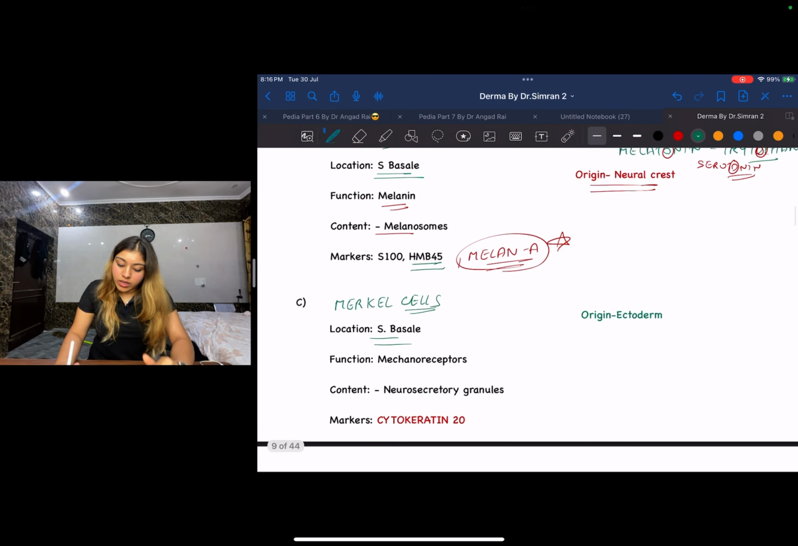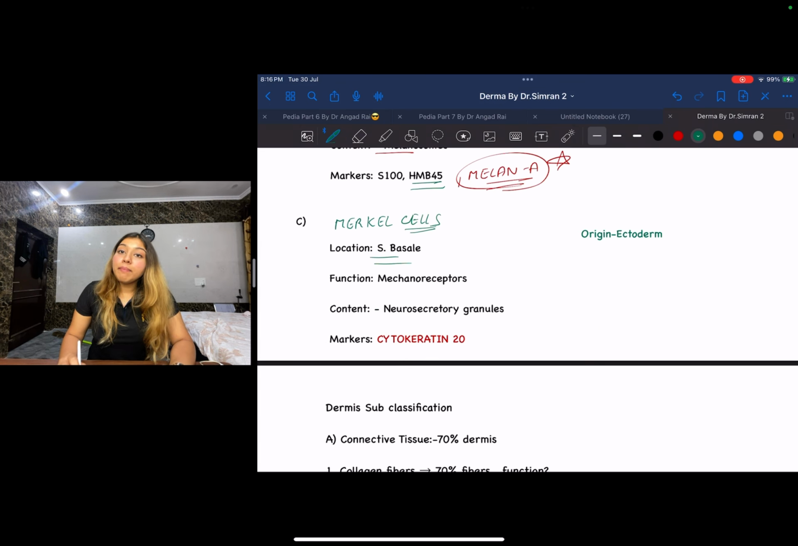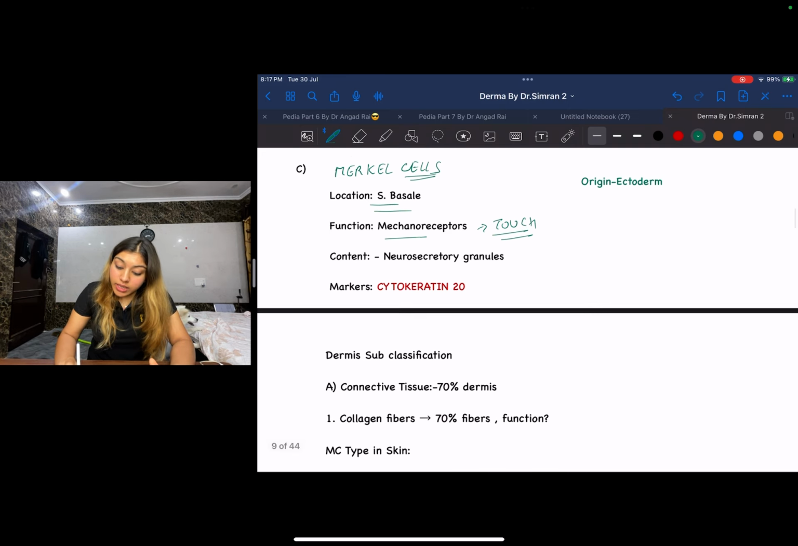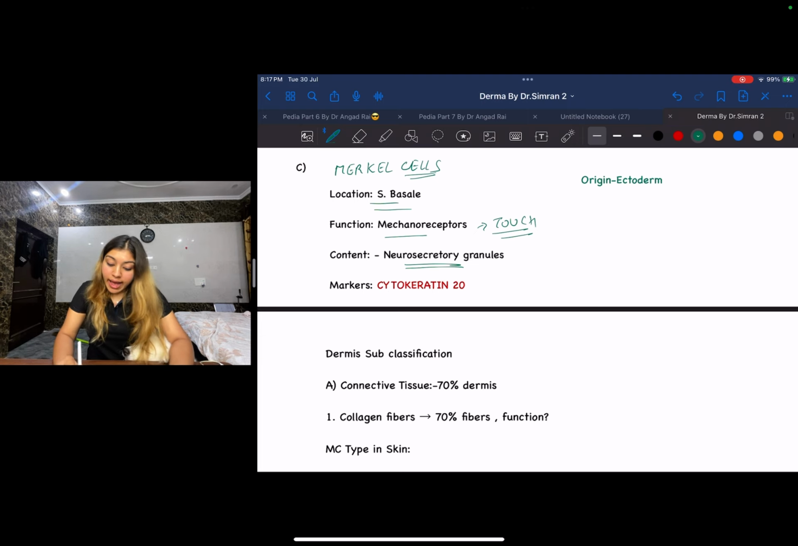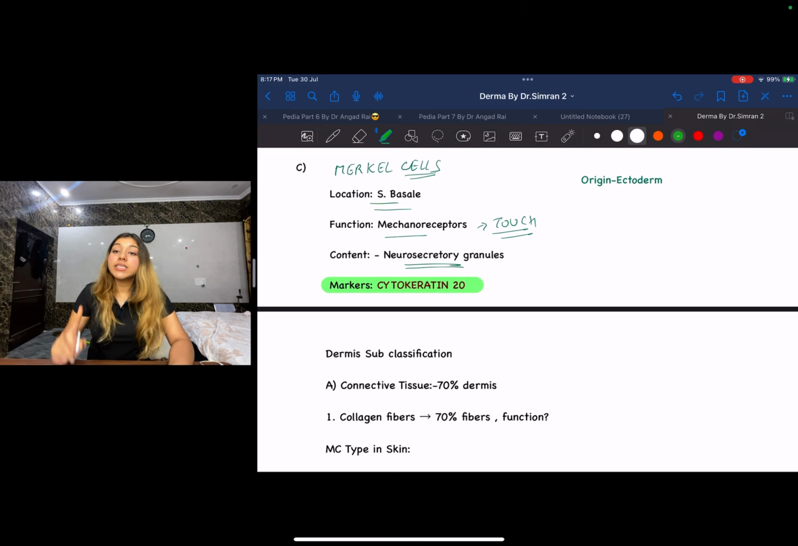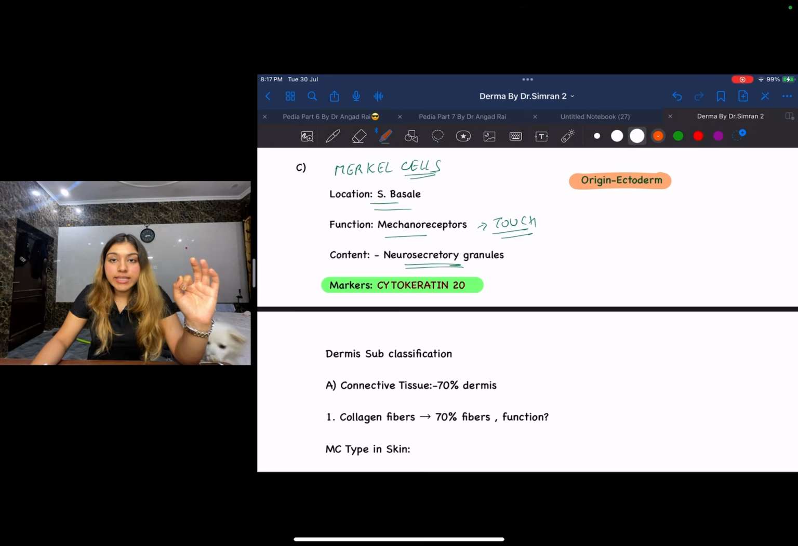What is the function of a Merkel cell? They are mechanoreceptors, as in touch, for touch. What is the content? Your content is going to be neurosecretory granules. And what is the marker? Your marker is going to be cytokeratin 20. Next, your origin is going to be ectodermal. So these are the three non-keratinocyte cells which are present in your epidermis.